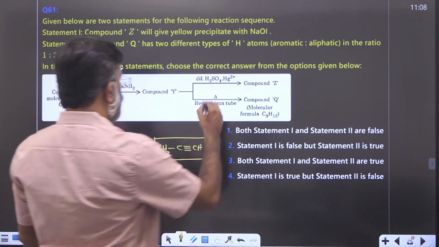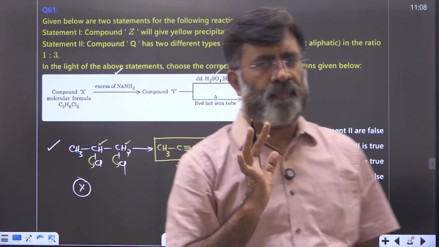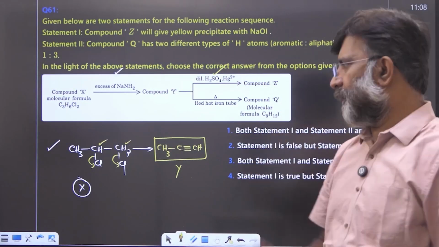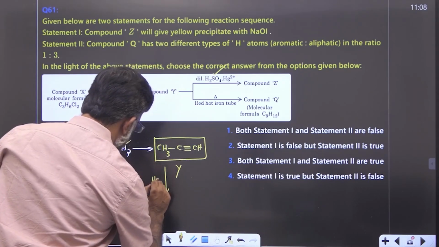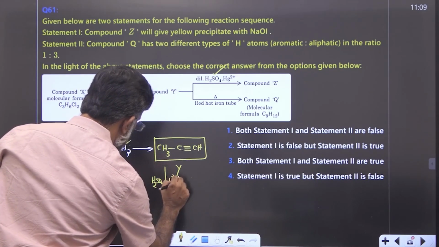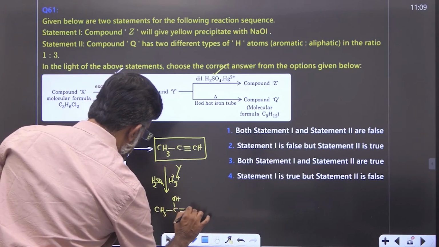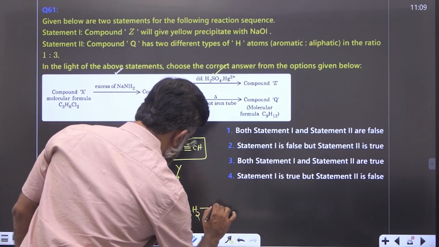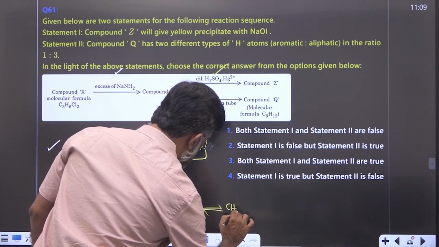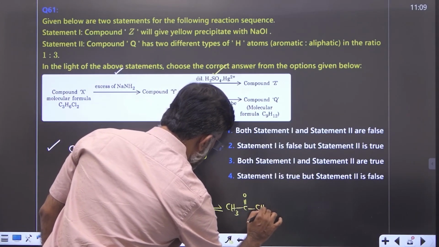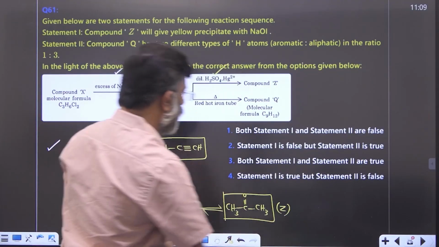Now, Y is treated with sulfuric acid and mercuric salt. There will be a hydration process. Propyne undergoing hydration, treated with H2SO4 and Hg2+, you will get CH3COH according to Markovnikov addition, which will immediately tautomerize. You get acetone, you get a ketone. This is the compound Z.